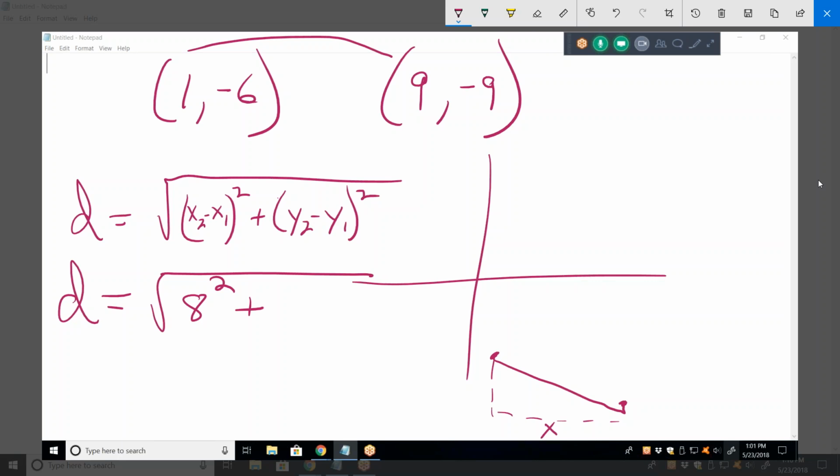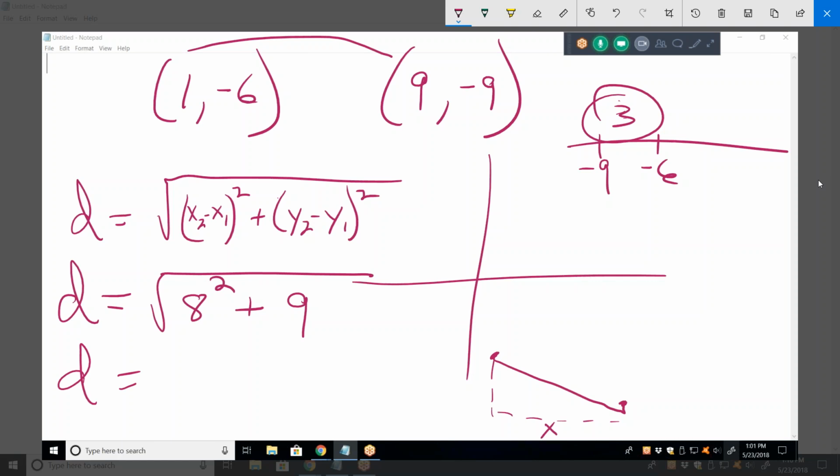So on the number line, it would be 15... Here's the number line. There's minus 6. There's minus 9. Oh, it's minus 9. Gotcha. Okay. Yeah, I was looking at the wrong number. I don't care whether this is a plus 3 or a minus 3. I'm going to square it, so it's going to end up being 9. So the distance is the square root of 73.